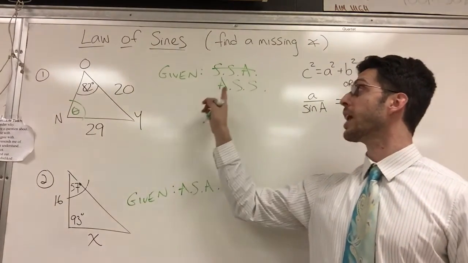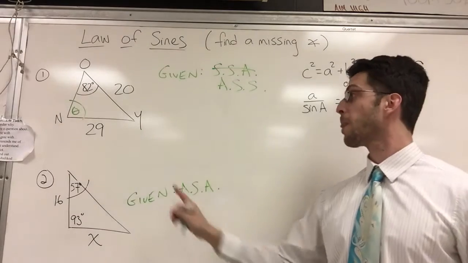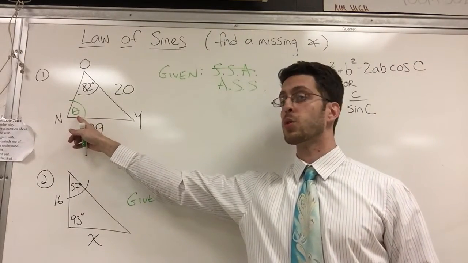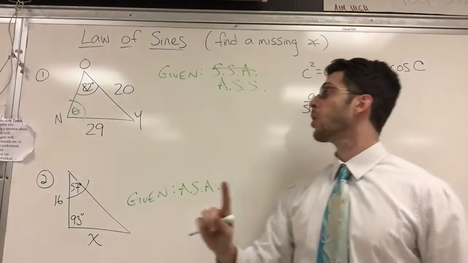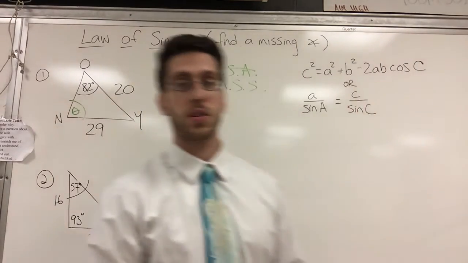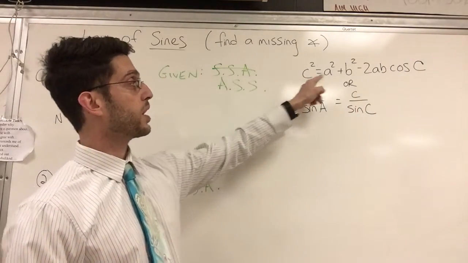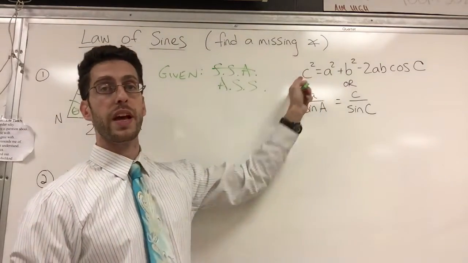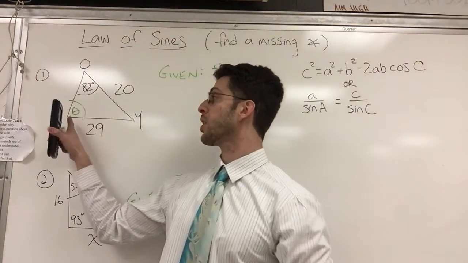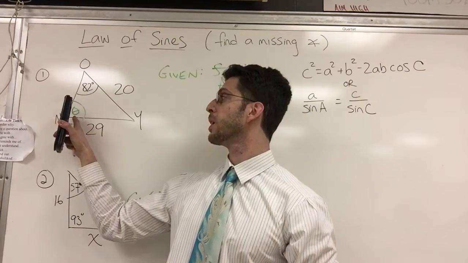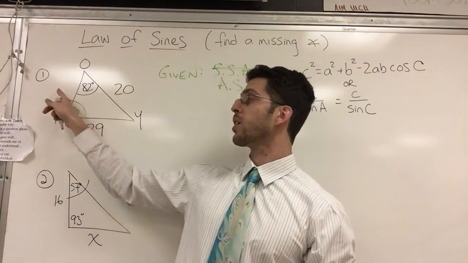If you're given an angle, a side, and an angle, and you're missing a side, you've got to use the law of sines. Why can't you use the law of cosines? So I gave this for you to think about. Here's my law of cosines. Can I use that in this question? There's an unknown angle, and there's an unknown side.